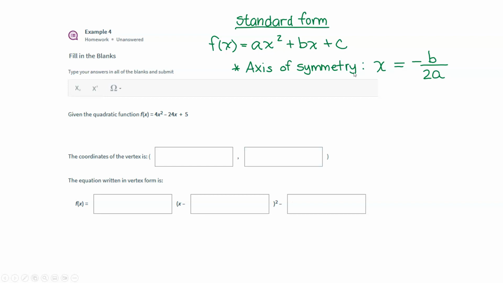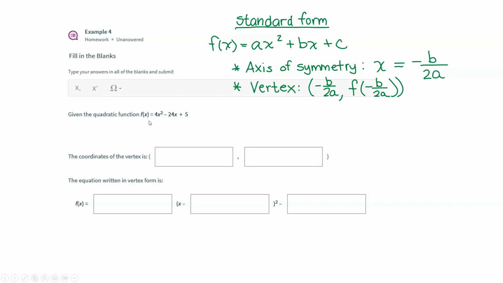Since the axis of symmetry is also where the vertex is located, the vertex is going to have the x-coordinate at the axis of symmetry, and you would find the y-coordinate by simply substituting that value into the function and evaluating it. So that's what this terminology here means.